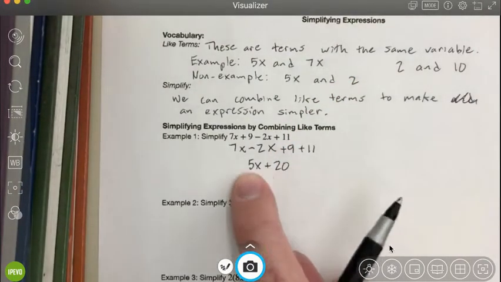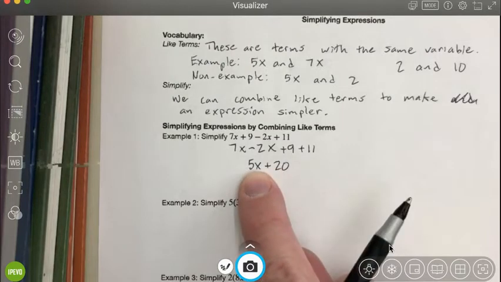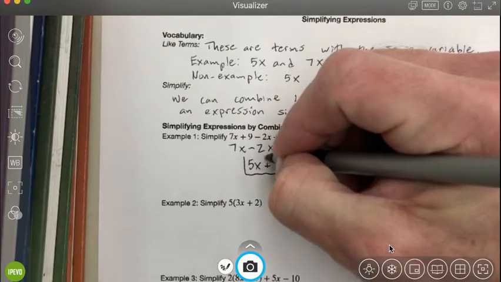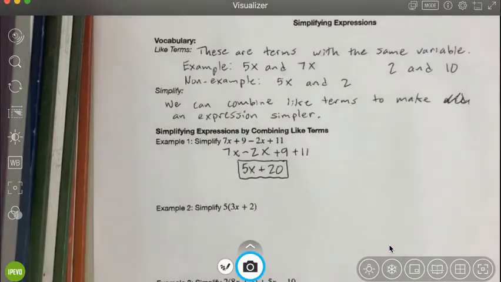These are not like terms, so therefore I can't combine them to simplify. Therefore, boom, that's my simplified expression. That's all there is to it.